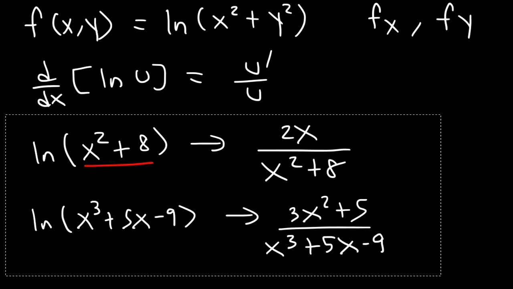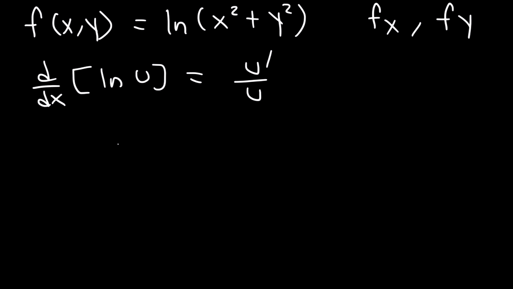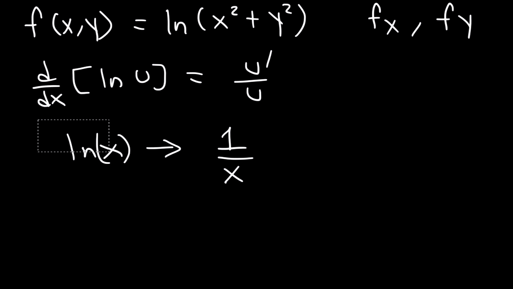So for example, if we want to find the derivative of ln x, it's going to be the derivative of x, which is 1, divided by the original stuff on the inside, which is x, so you get 1 over x.